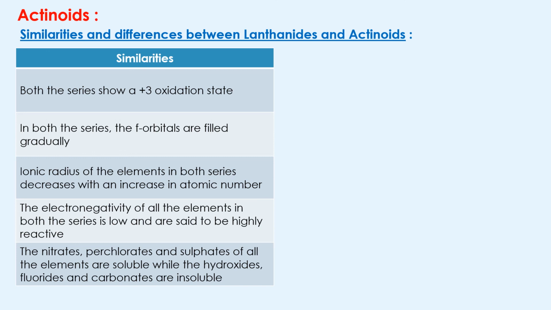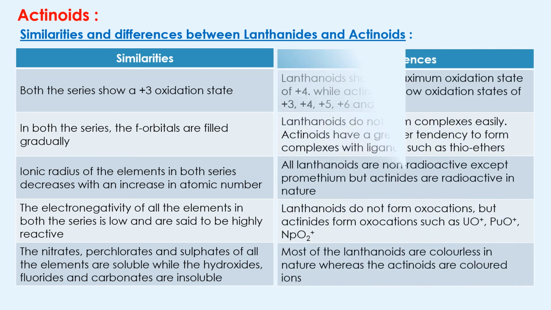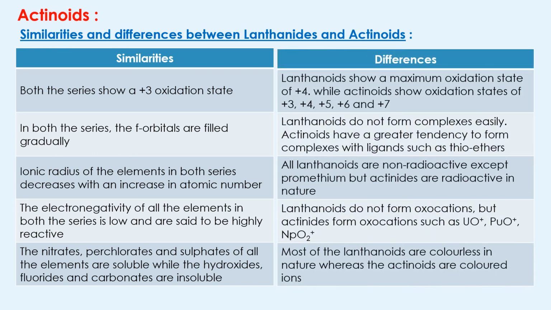Then the nitrate, perchlorate and sulfate of all these elements are soluble, while the hydroxide, fluoride and carbonates are insoluble. Next, see the differences. Lanthanoids show a maximum oxidation state of +4, whereas actinoids show +3, +4, +5, +6 and +7.